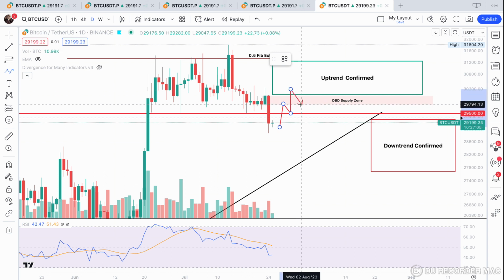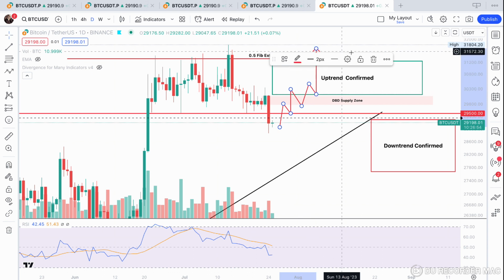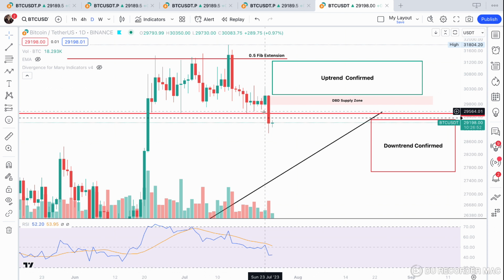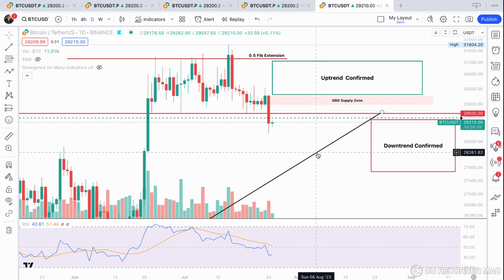We have a supply zone here beginning at 29,800 until 30,000. This is the second step. And the third step is making a higher high. But as I said, we don't need to wait for confirmation. We can open a long trade above the range low, or even at a touch of a trend line if we see reversal signs. And if I see reversal signs, I will try to update you on my Twitter.